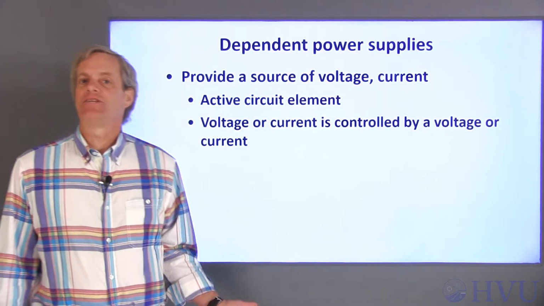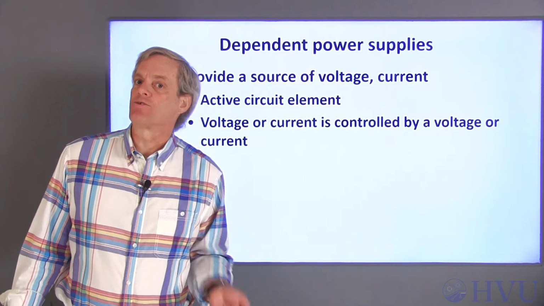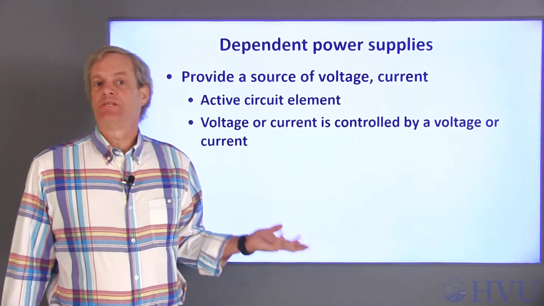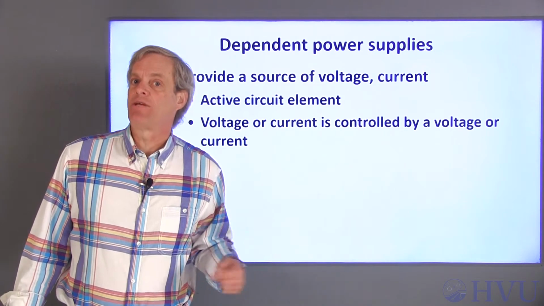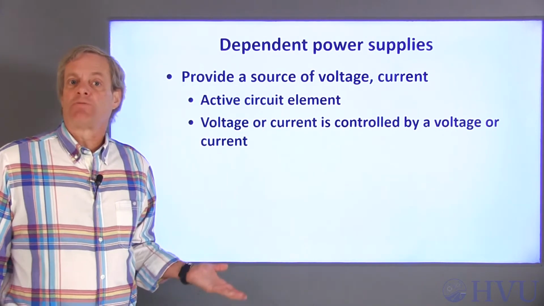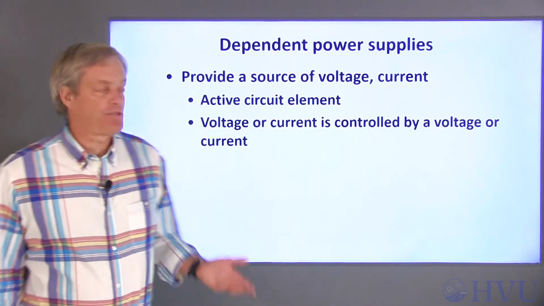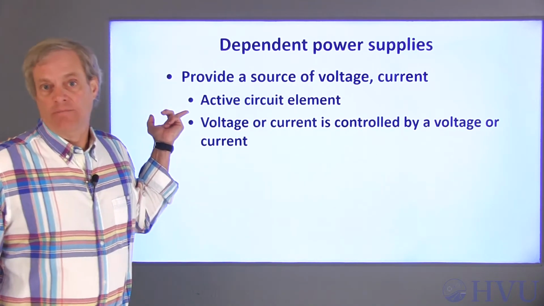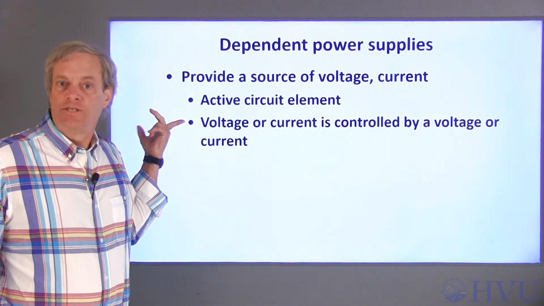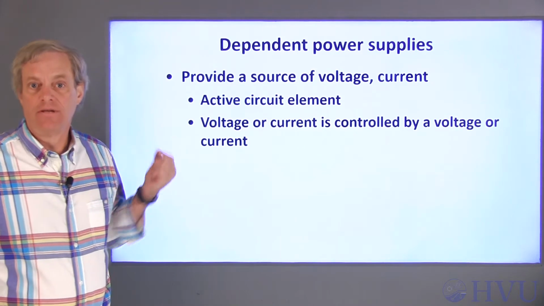Dependent sources adjust the voltage or current they provide based on a voltage or current somewhere else in the circuit. As with independent sources, dependent sources provide power to a circuit. However, unlike independent sources, dependent sources adjust the power they provide based on conditions in the circuit itself. Since dependent sources provide power from a source external to the circuit, they are active circuit elements. But the voltage or current they provide is controlled by a voltage or a current within the circuit.